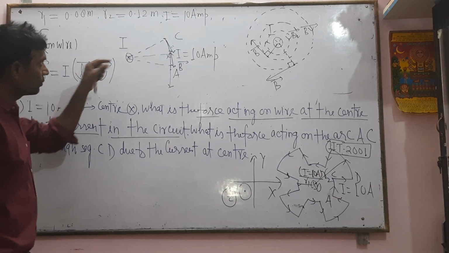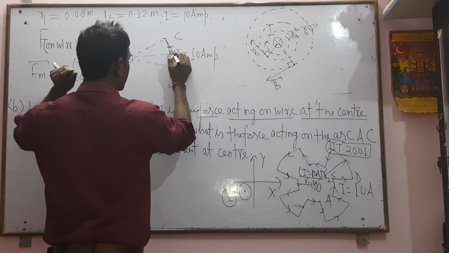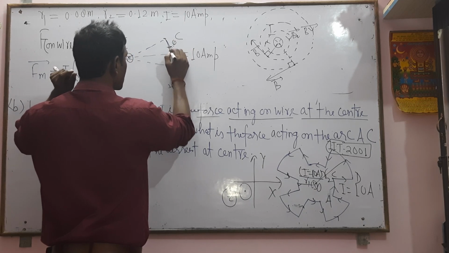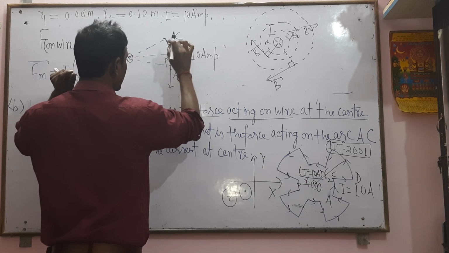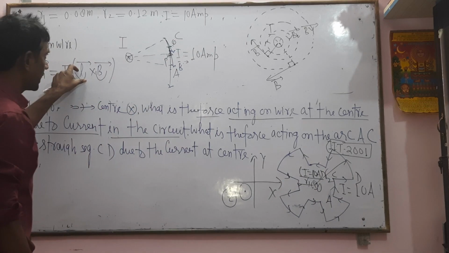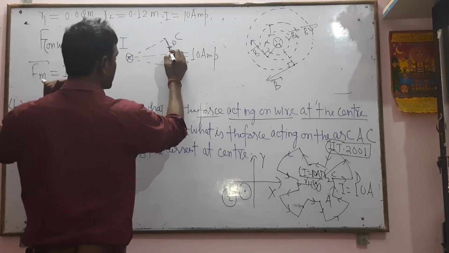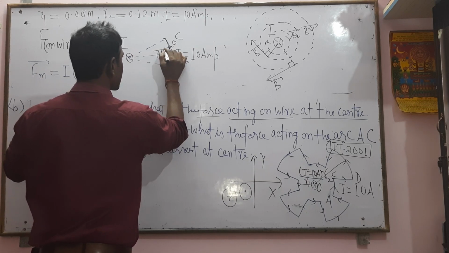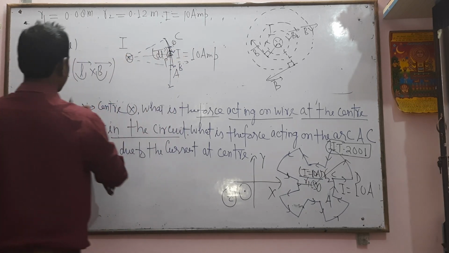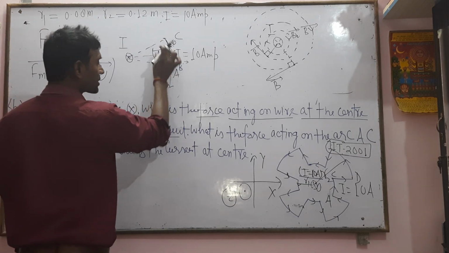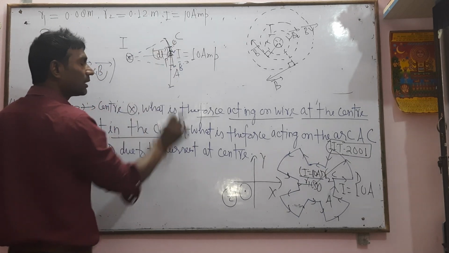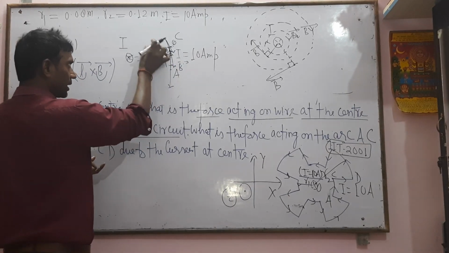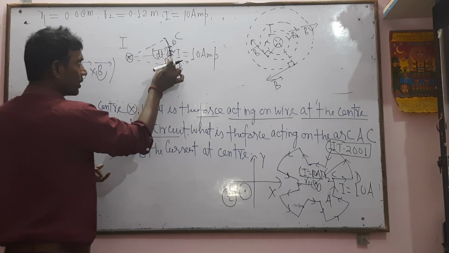Let us suppose a small part, P and Q. If we are treating P and Q, then what is the L vector? The L vector will be along the current. So this is a small L vector, dl vector. The direction of the length vector will be along the current, an elementary length.